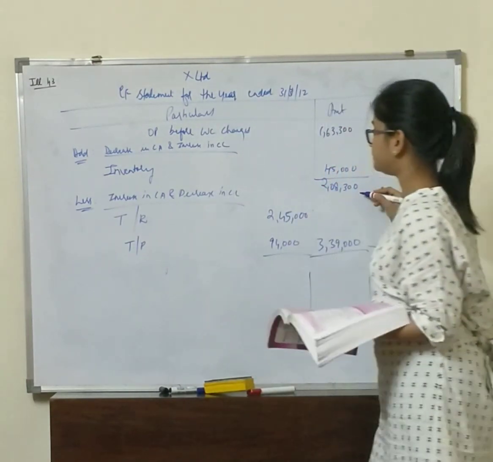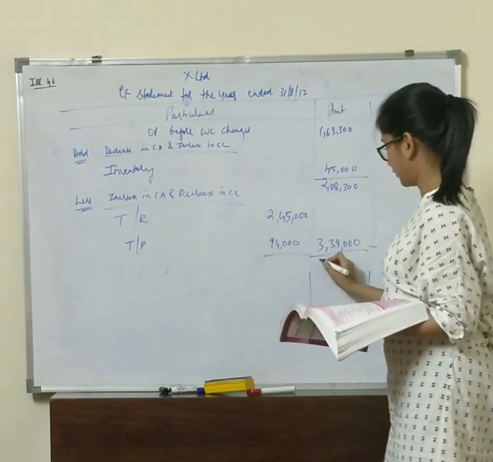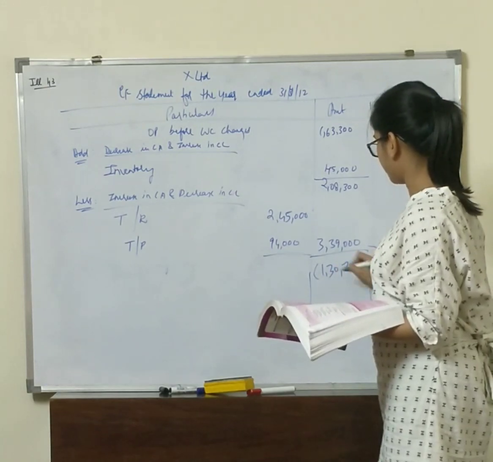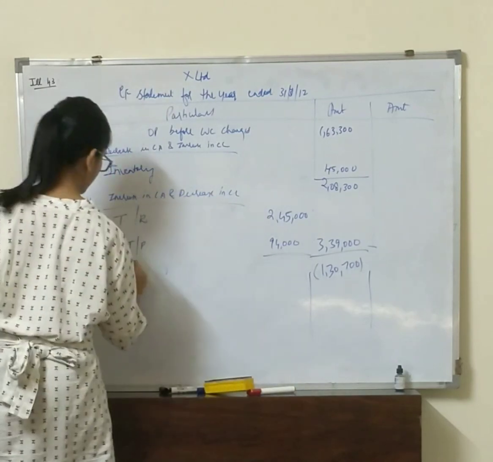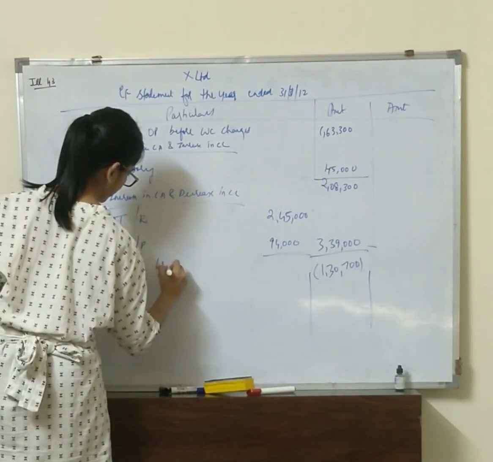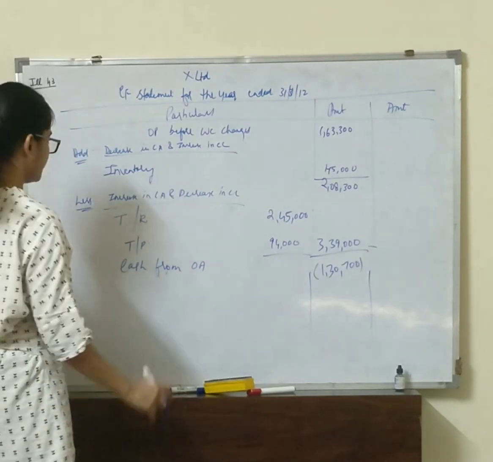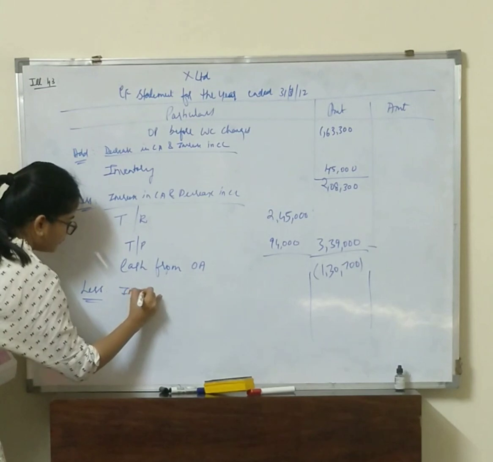We deduct 2,08,300 from 3,39,000. We get a negative figure of 1,30,700. So this is our cash from operating activities. It is 1,30,700. Then we deduct income tax paid.